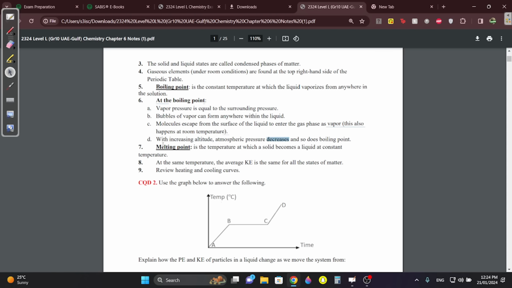The melting point is the temperature at which a solid becomes liquid. You know this. Ice melts, it becomes liquid.